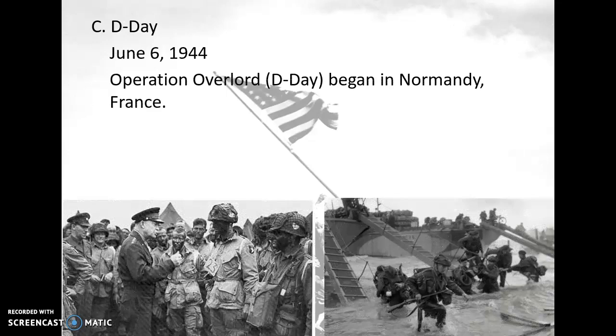On June 6, 1944, on another very testable date, Operation Overlord, also known as D-Day, began in Normandy, France. Operation Overlord was the name for the attack across the English Channel into France. Eisenhower had been made the supreme Allied commander at this point.